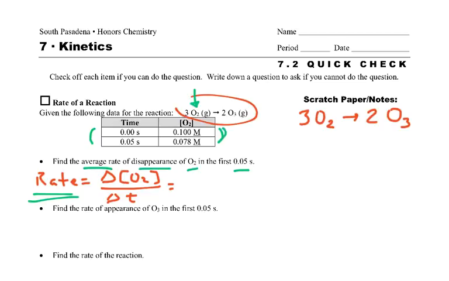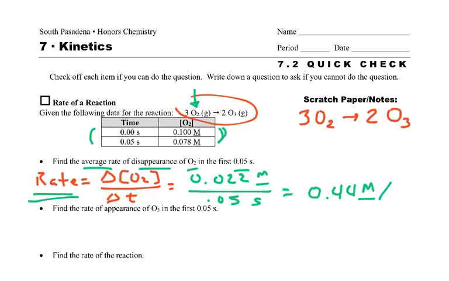So the change here is going to be 0.100 minus 0.078. We can do that in our head, and we're going to get 0.022 moles per liter. And we're dividing by the difference in time, which is 0.05 seconds. So the rate is going to come out to be 0.44 moles per liter per second. So that's our first answer.